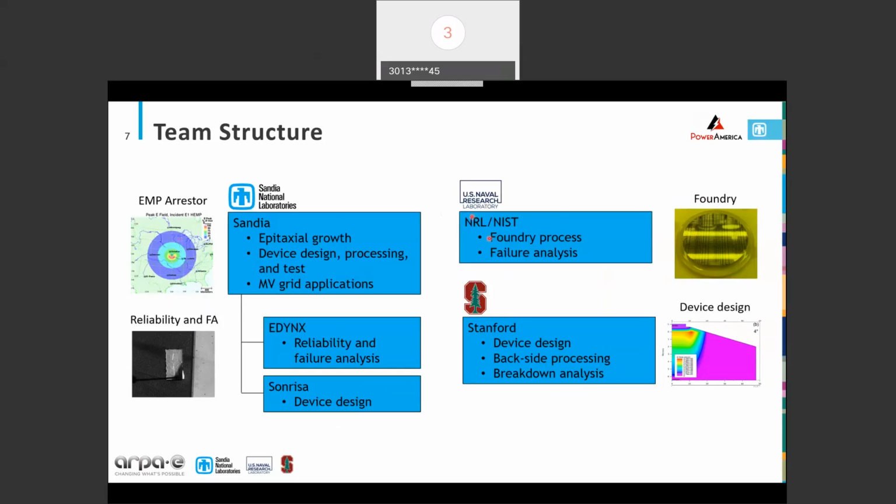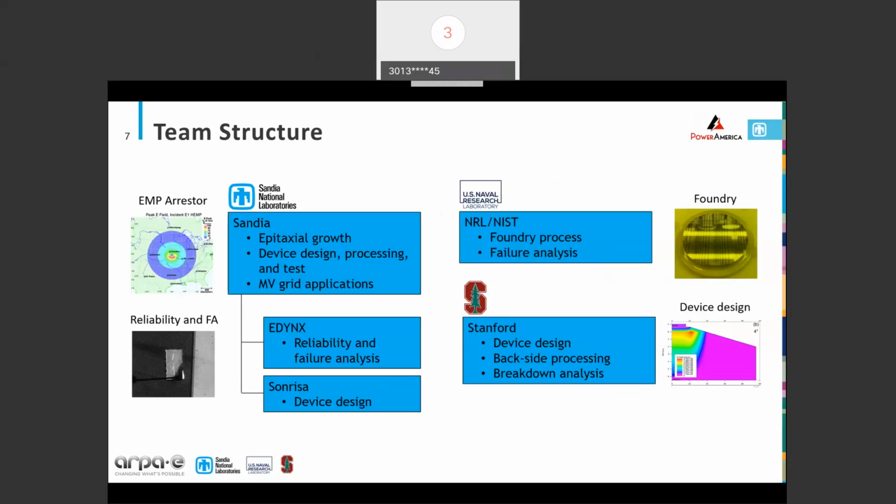NRL, again, this is Travis' team. They're also working with the NIST NanoFab. They're focused on the foundry process. Also some FA and a few other things, primarily that foundry process. Stanford is looking at some aspects of the device design, particularly related to certain edge terminations and some topics like the backside contacts, and also looking at some of this breakdown physics, ionization coefficients, so forth I mentioned.